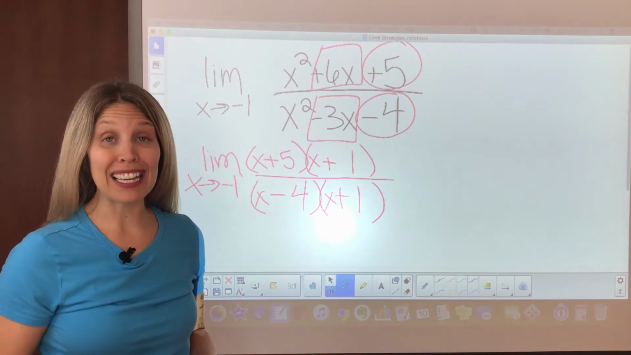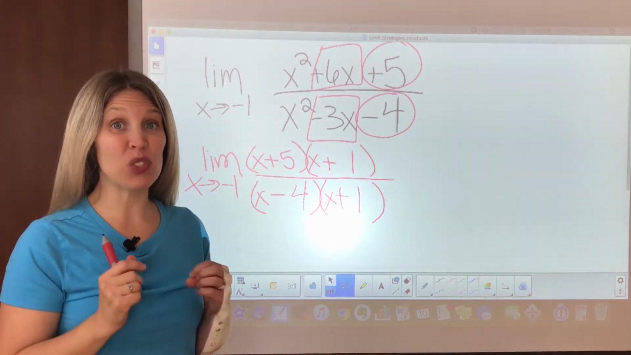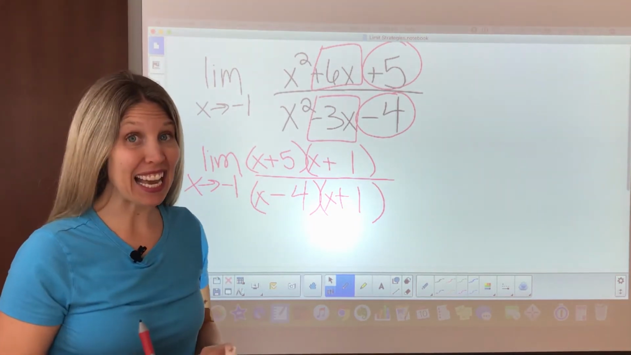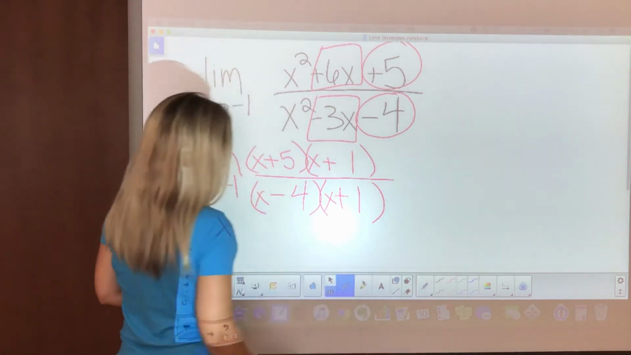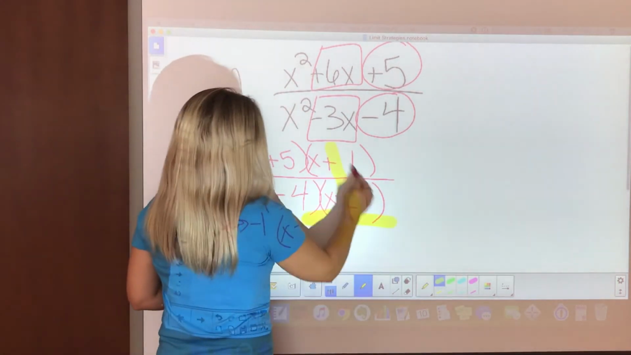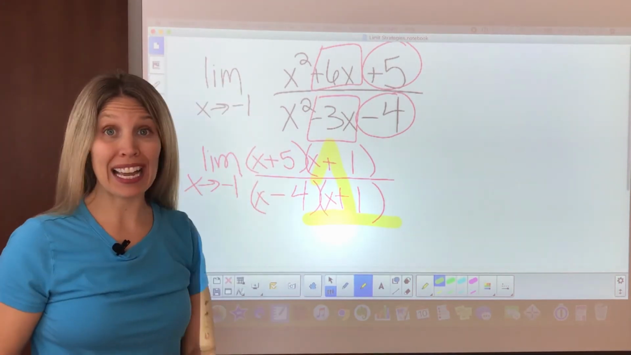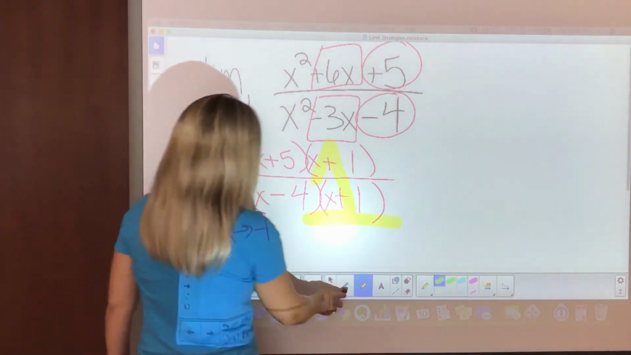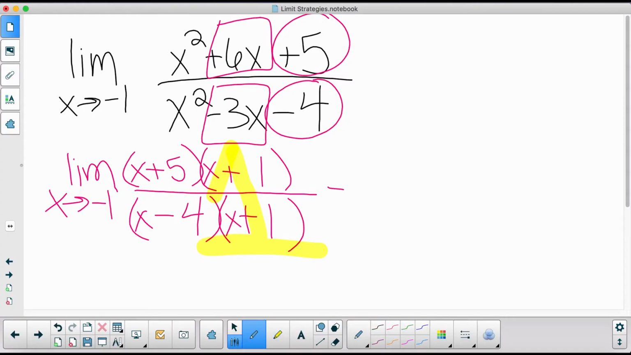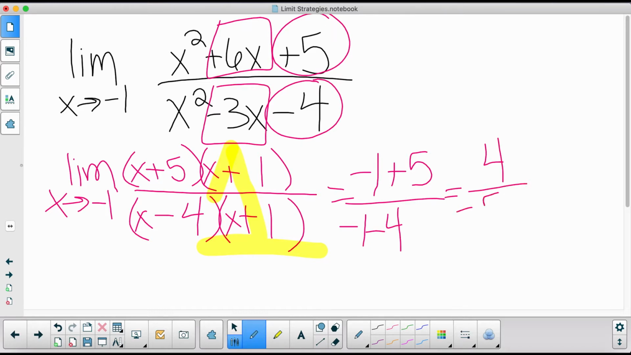And now hopefully you're getting excited because you see a 1 disguised as x plus 1. And when you see this guy disguised as x plus 1, it's great because multiplying by 1 doesn't change it, so that guy drops out. And now we can go ahead and plug in our x value, -1 plus 5, all over -1 minus 4, which gives us 4 over -5. So your answer is -4/5.